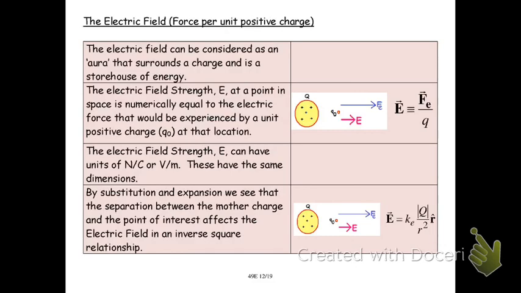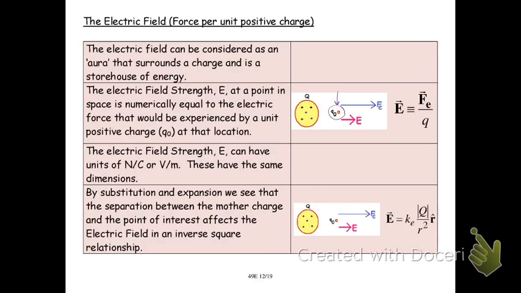The electric field strength, E, at a point in space, so just pick a point in space, is numerically equal to the force that would be experienced by a unit charge. They sometimes call it a test charge that you put on that point. So if I put a 1 coulomb charge there and said to myself, how many newtons am I feeling? And I got the answer of 37.5 newtons, then my electric field would be 37.5 newtons per coulomb, because I put 1 coulomb there.